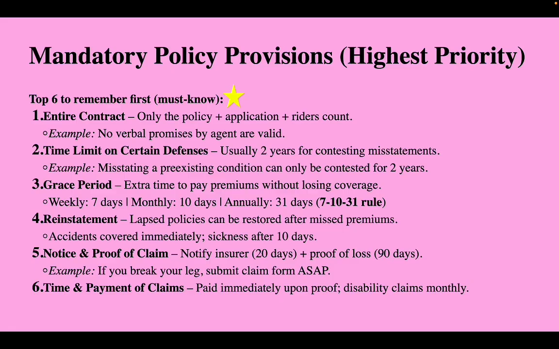Notice and proof of claim require policyholders to notify the insurer within 20 days and submit proof of loss within 90 days. Time and payment of claims ensures the insurer pays claims promptly once proof is received, with disability claims typically paid monthly. These provisions form the foundation of health insurance contracts.